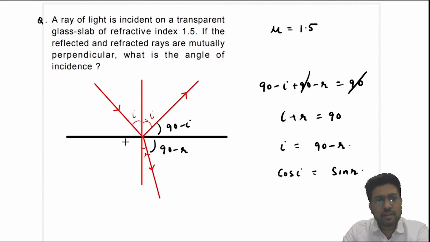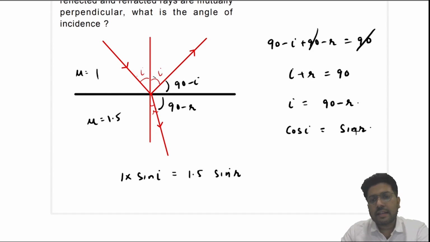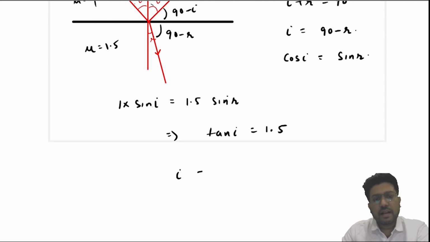Now if you apply Snell's law here, you will get 1 into sin I, because the light is incident on a transparent glass slab. So this is the glass slab of refractive index 1.5 and this is air. Okay, so I will write 1 into sin I is equal to 1.5 into sin R, right? And sin R can be written as cos I, but sin I by cos I is tan I. So I will write tan I is equal to 1.5. So you will get I is equal to tan inverse mu, where mu is 1.5.